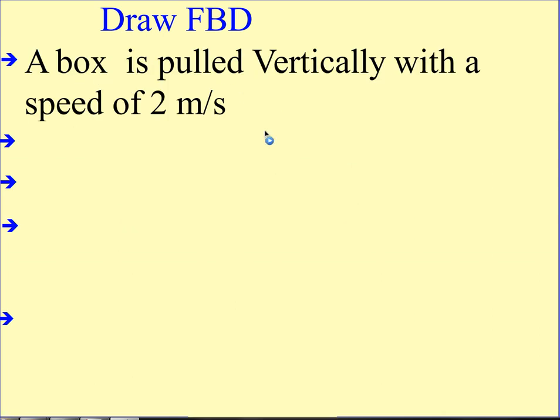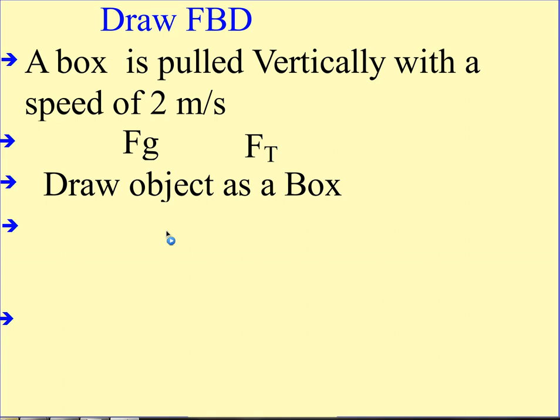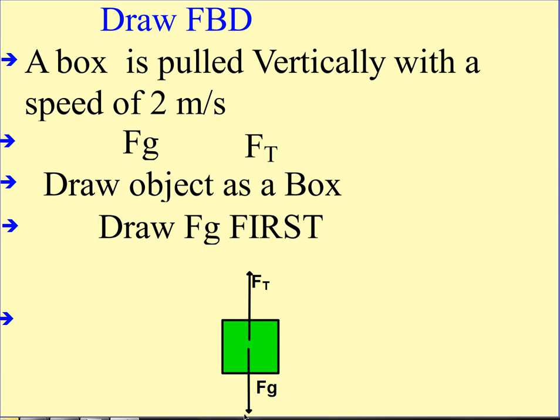What if I have a box being pulled vertically at a speed of 2 meters per second? All right, because it's being pulled up, let's assume it's being pulled up by a string or a cord or something. So we're going to have this tension and Fg. Draw the object as a box. Draw Fg. Fg, Ft. Now I have a speed of 2 meters per second. So that tells me the acceleration is 0. So out to the side, put A equals 0 and circle it. If it were accelerating up, then I would have an up arrow. If it were accelerating down, I would have a down arrow.